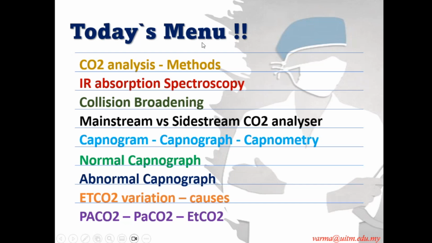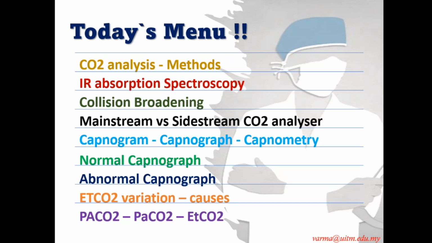So in today's class, we will talk about carbon dioxide analysis, the various methods, just a recap, and then a recap on what is IR absorption spectroscopy. Then we go specifically into carbon dioxide monitoring. Okay. So what is meant by the term collision broadening? And in IR absorption spectroscopy for carbon dioxide analyzers, we have two types, mainstream and sidestream. We have to know the differences. Then the definitions of the terms capnogram, capnograph, capnometry.